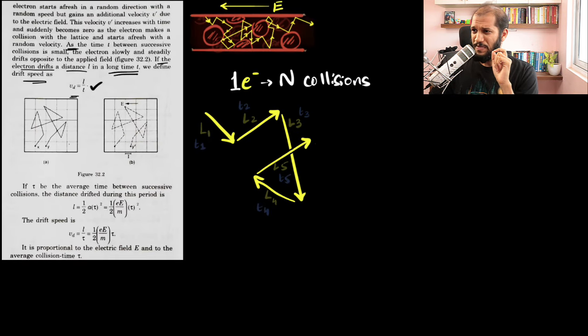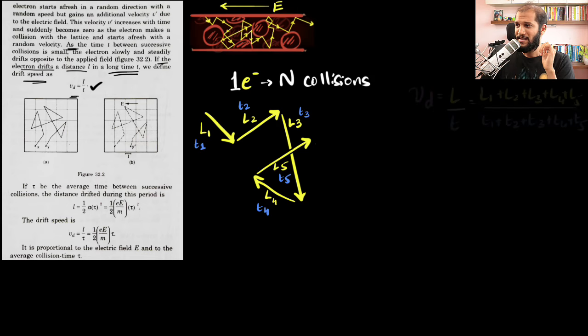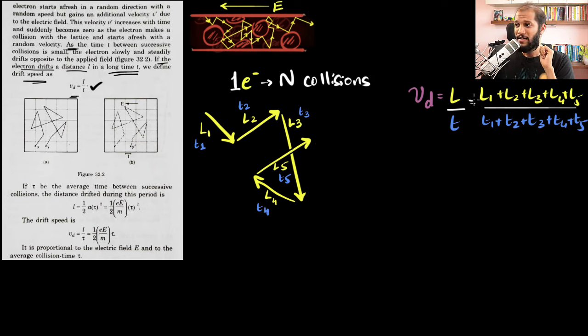So let's say those lengths are L1, L2, L3, L4, L5, in the time intervals T1, T2, T3, T4, and T5. So if I were to calculate drift velocity from this point, this is how I would think about it. Drift velocity is the length over time. You consider a long time. And so that'll be L1 plus L2 plus L3 and so on. Imagine there are a billion collisions happening, so up to L billion, over T1 plus T2 all the way to T billion. All right, this is how I would do it.